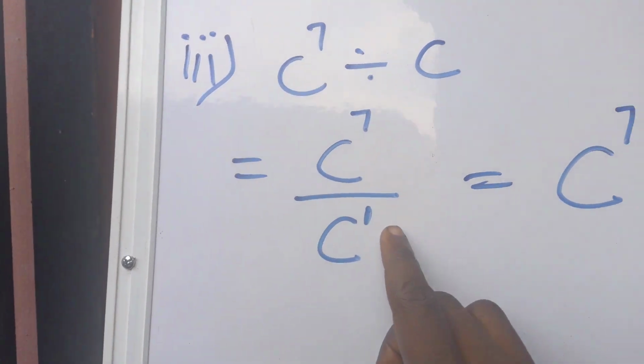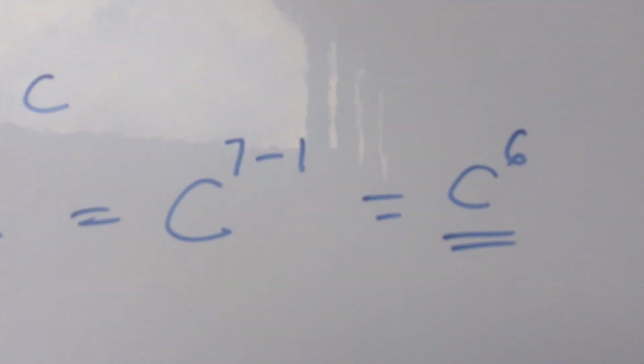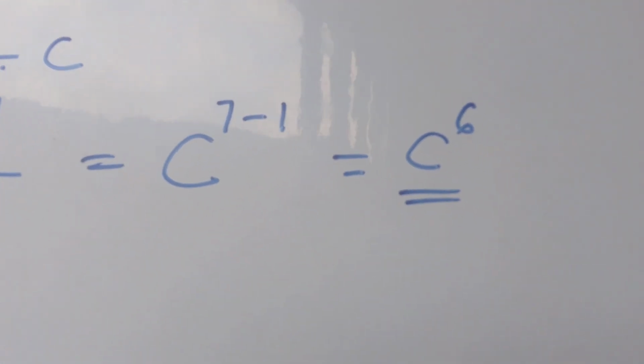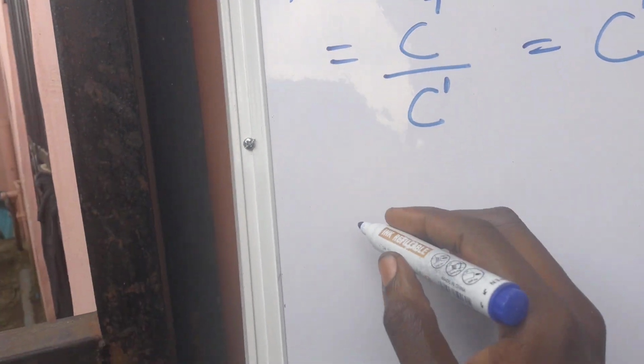You see that I subtracted the power of the divisor from that of the dividend and had c raised to power 7 minus 1, which is c raised to power 6. C raised to power 6, final answer. Okay, let's look at the next question, Roman figure 4.